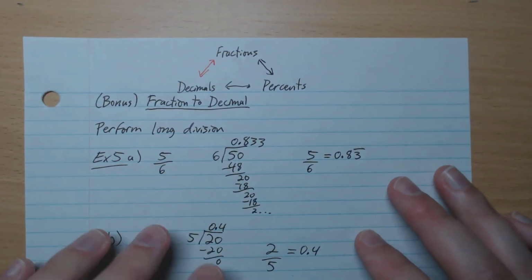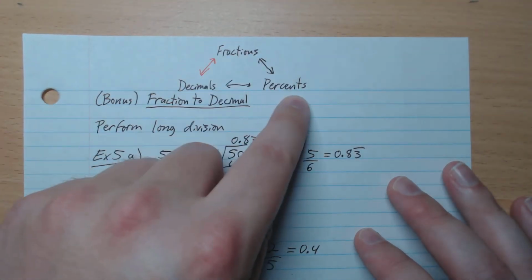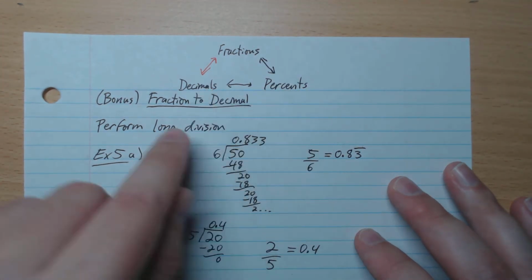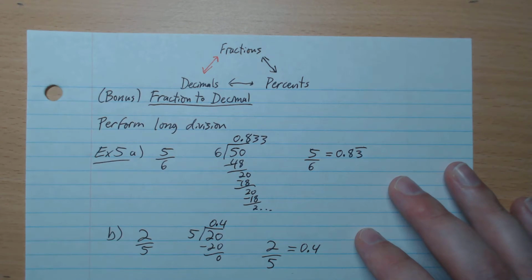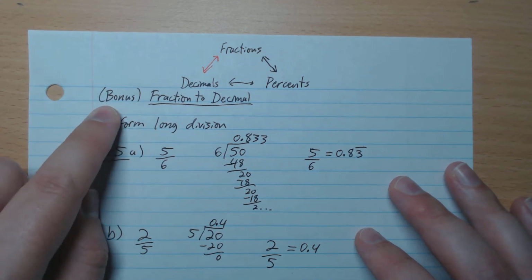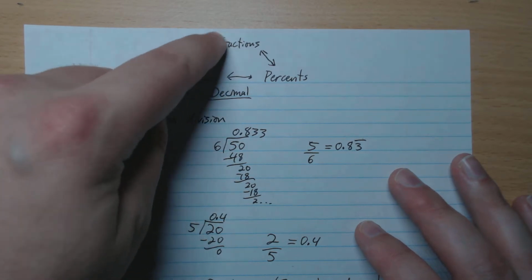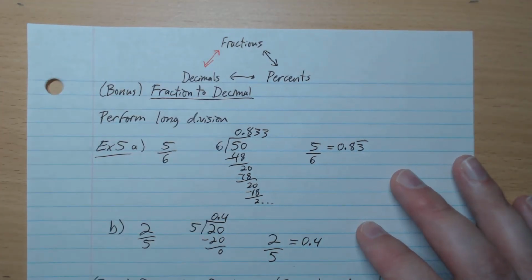Okay, so what have we covered? We've covered fractions to percents back and forth, and decimals to percents back and forth, but we haven't done fractions to decimals. Now, I'm calling it a bonus because I've seen some grade 8 workbooks that don't have this written down as how to do it.